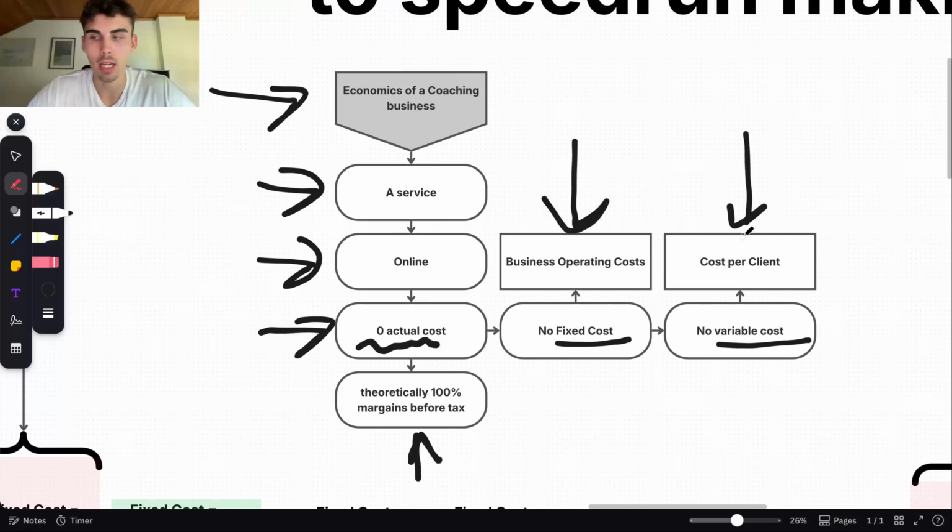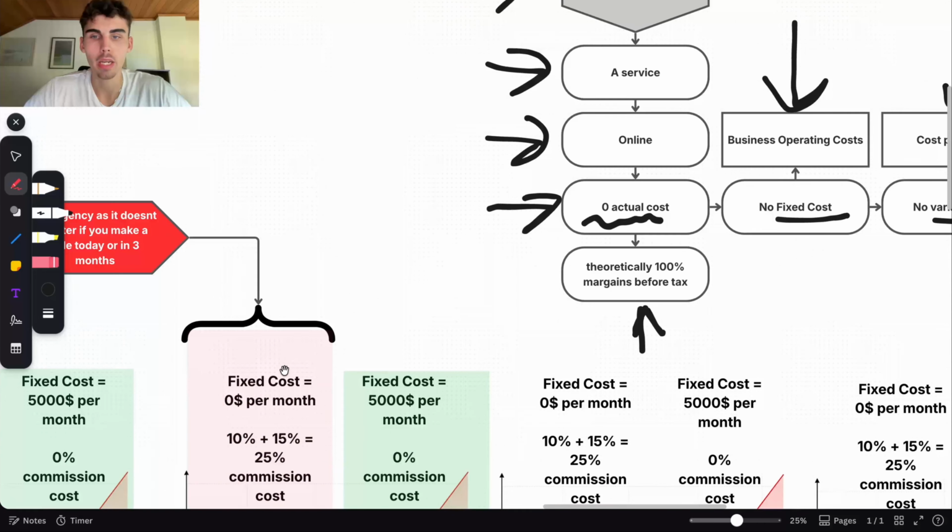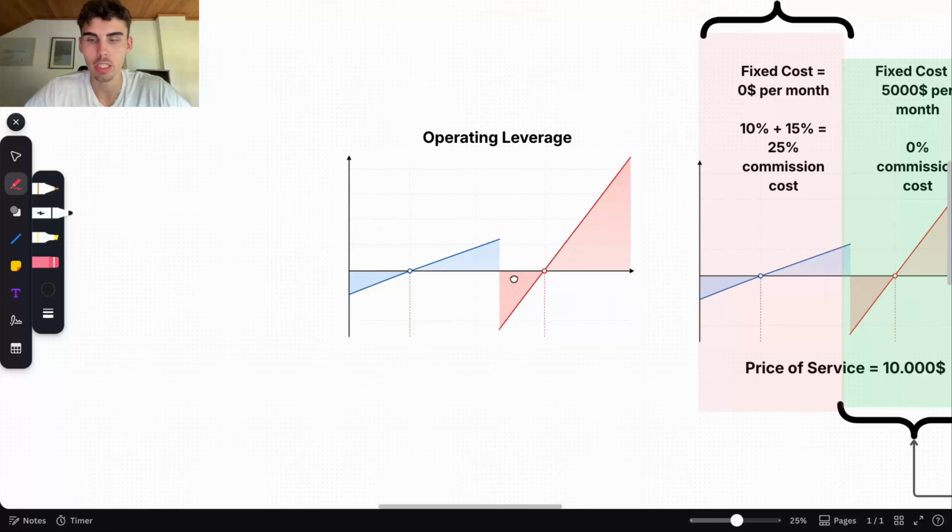And also cost per client. Once you get a client, you just hop on calls with them. You explain to them what they need, or you write up a program for them in Word or something, just like a free software. So essentially you have nothing to pay for. With the basics of an online coaching business, you have no business operating costs because you have no rent, no nothing like that. And you have no cost per client because you're just hopping on calls with them and delivering a service.